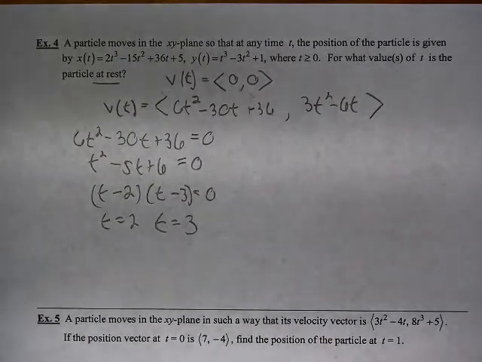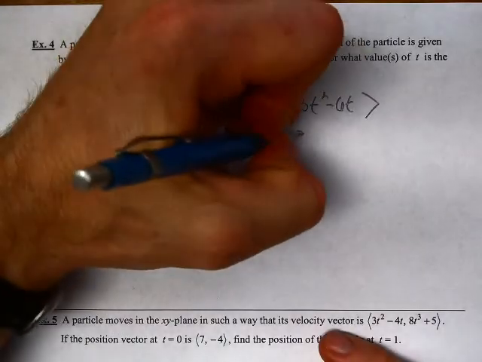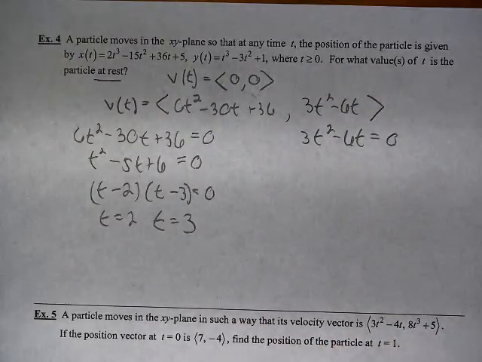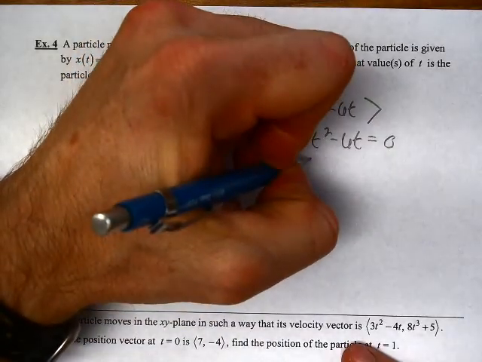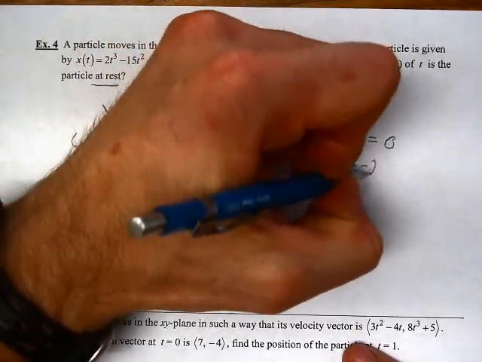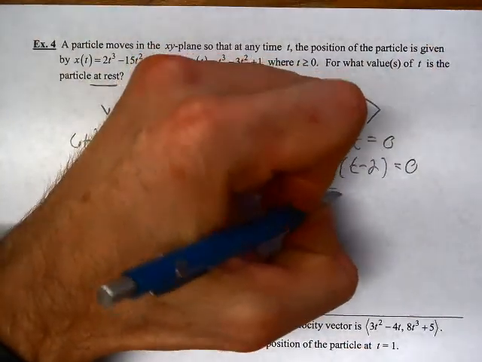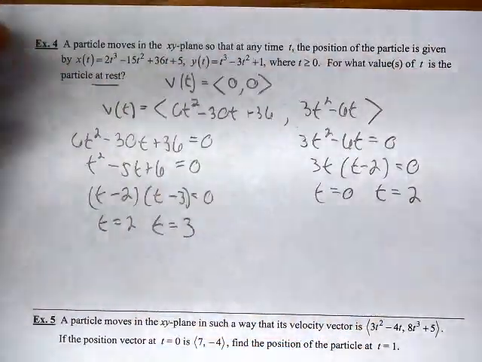Alright, I'm going to do the same thing with the y component of velocity. 3t squared minus 6t equals 0. So I can factor out a 3t, and I get t equals 0 and t equals 2.